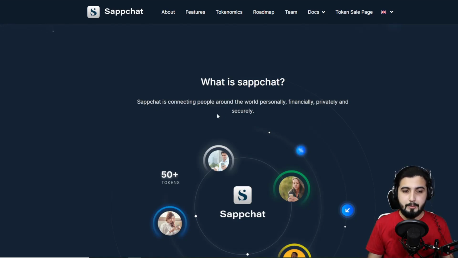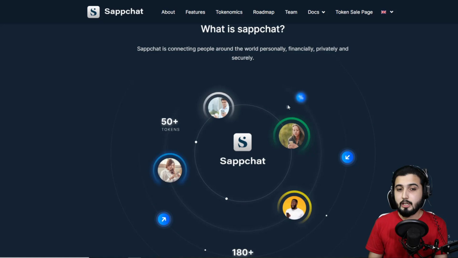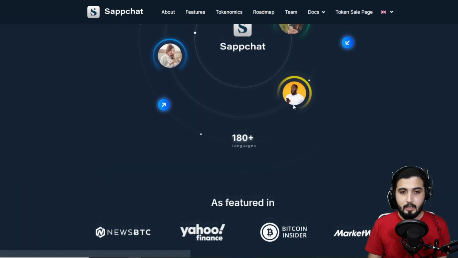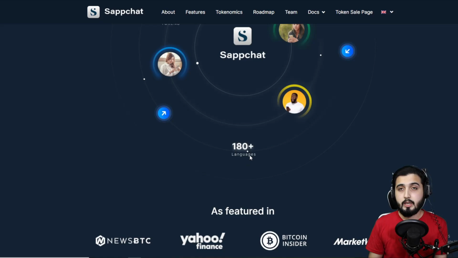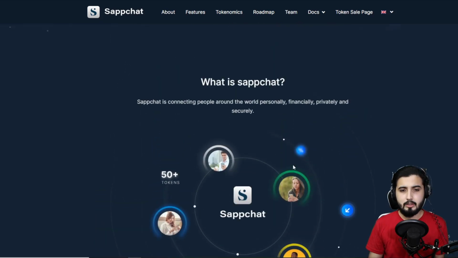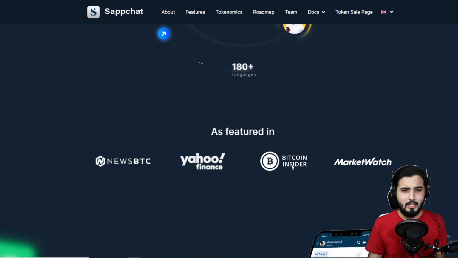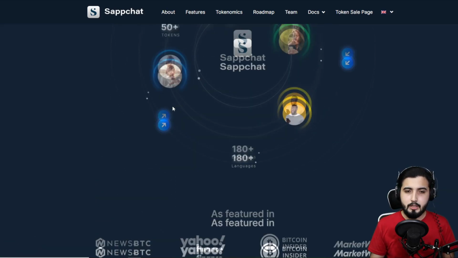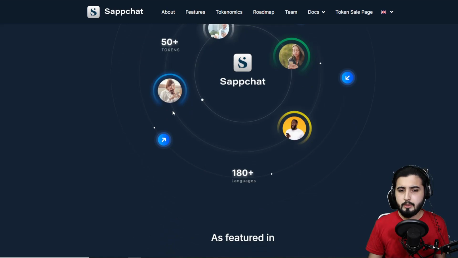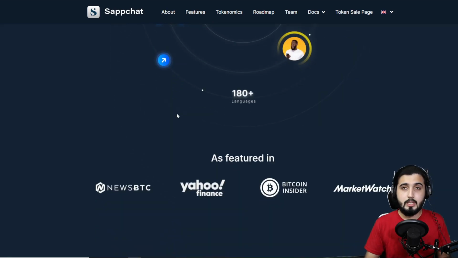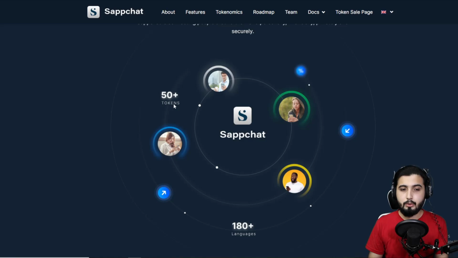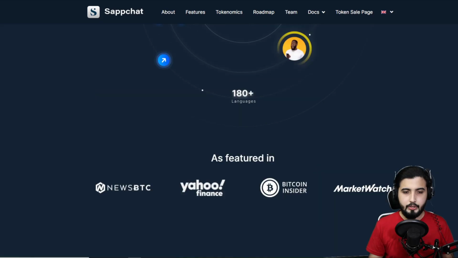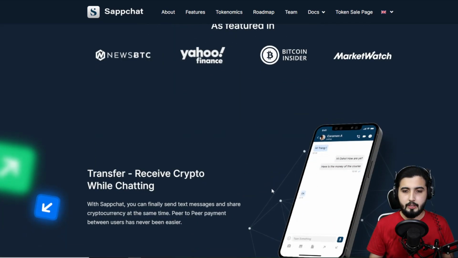It says, SappChat is connecting people around the world personally, financially, privately, and securely. It has 180 plus languages. I think there are 150 plus, 160 plus countries. But anyway, it says 50 plus tokens. Actually, it's 200 plus tokens now, and they will obviously be adding more and more. It's supposed to say 50 different blockchain networks, because it has more than 50 blockchain networks and more than 200 compatible tokens. It's featured in all these things that they've mentioned here.